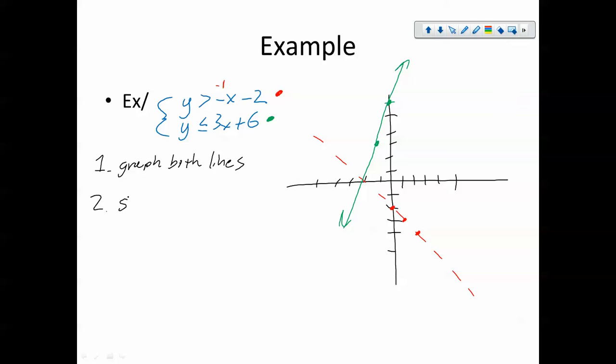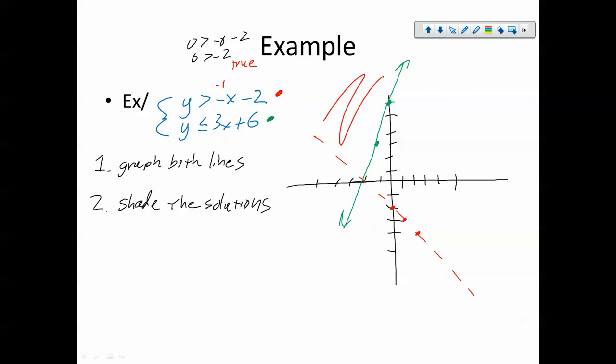Step 2, shade the solutions. So we're going to shade the solutions for each of these 2 lines. So I'm going to test 0, 0 for the top one. That's 0 greater than -0 minus 2, so 0 is greater than -2. True statement? True statement. So for the red line, 0, 0 was true. So that means this is true. Therefore, everything on the top of the red line is true.